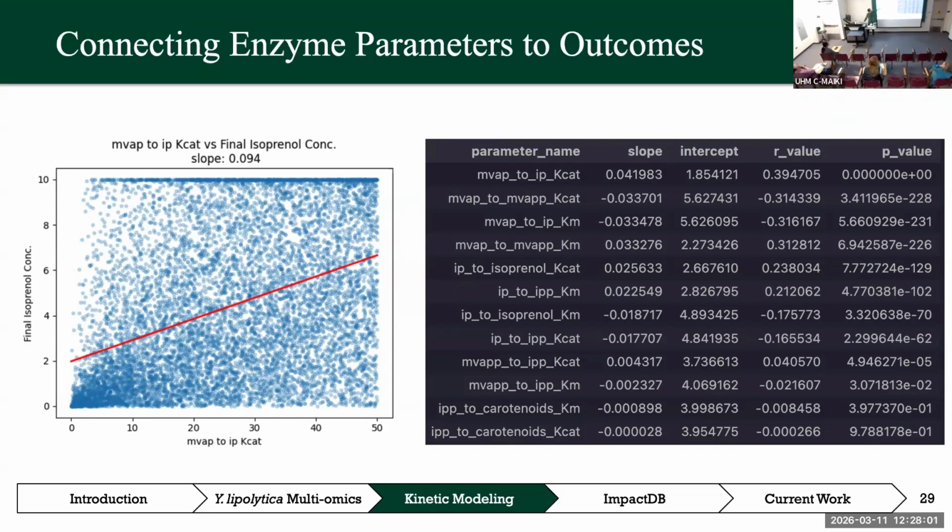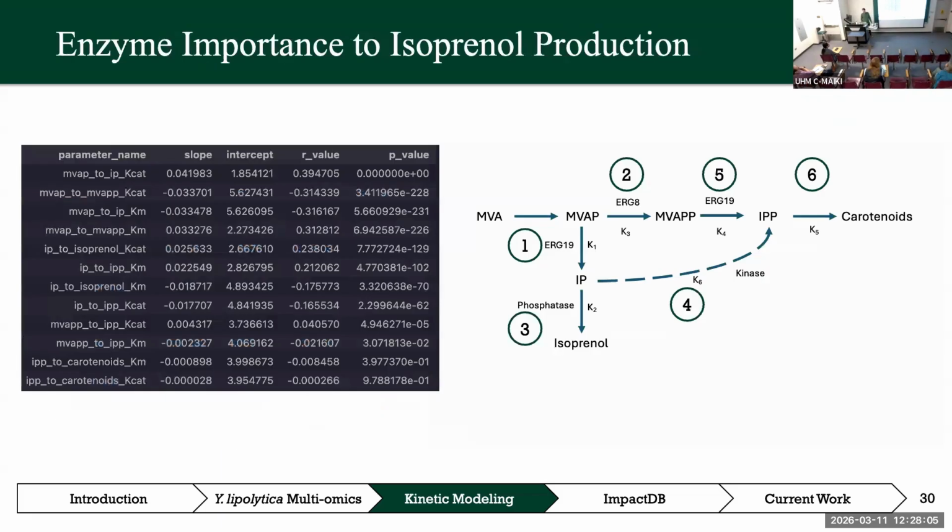Converting all of this into an easier to read format, we can say that the most important enzyme in this system is the MVAP to IP reaction. And then the second most important one is the MVAP to MVAPP reaction, and so we want to turn that one down. But that's a required enzyme, so that's a bit of a challenge.